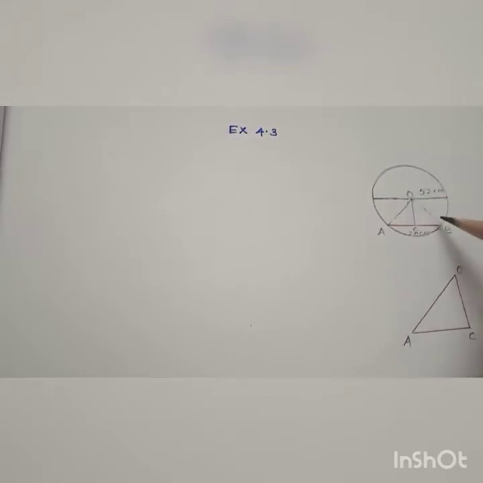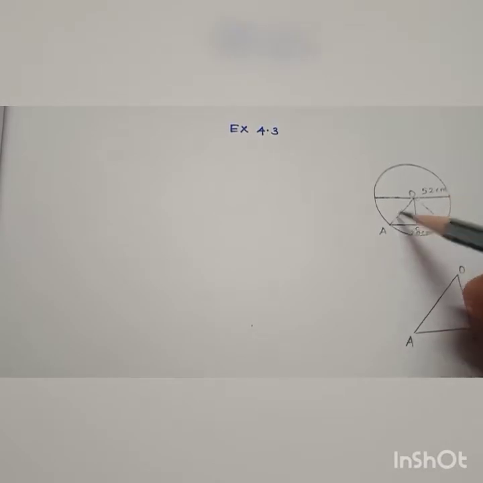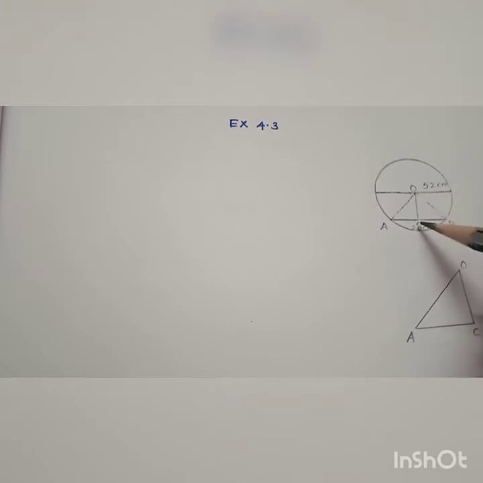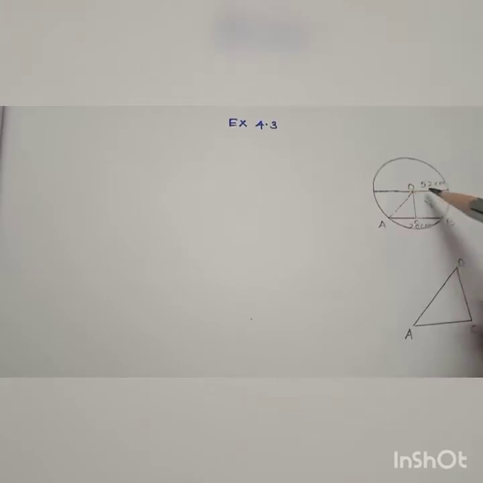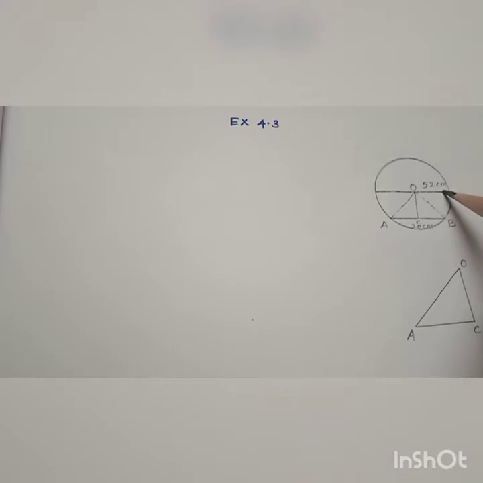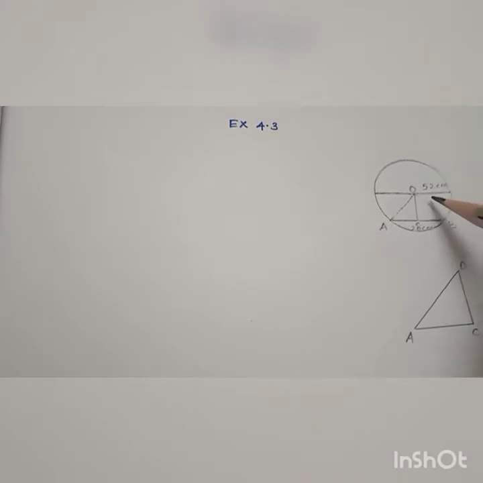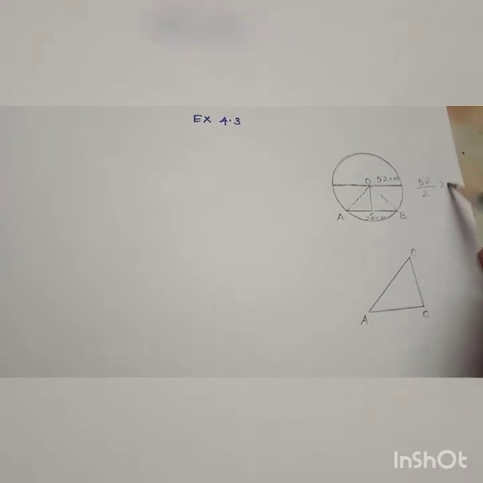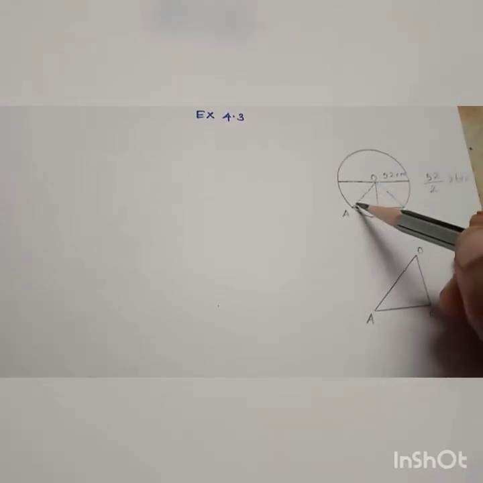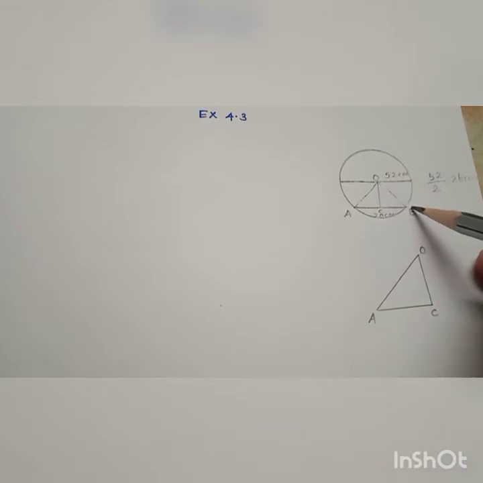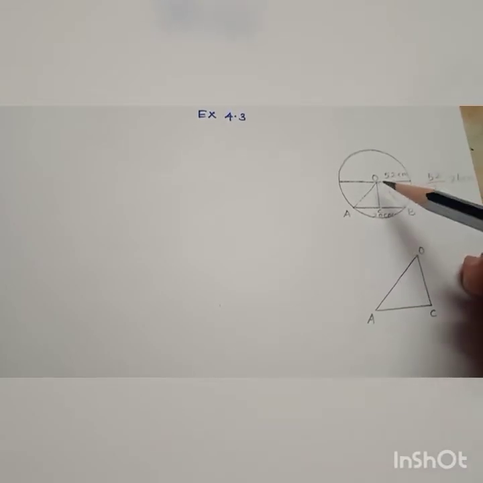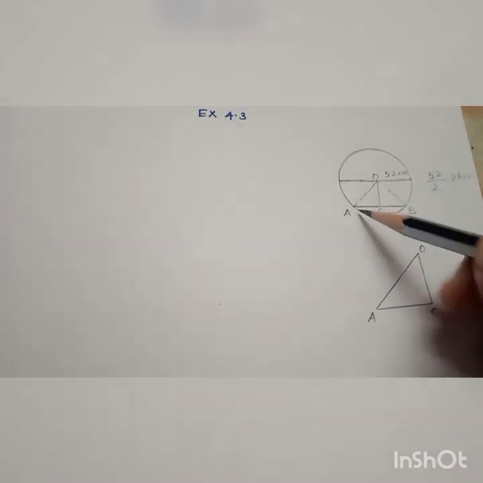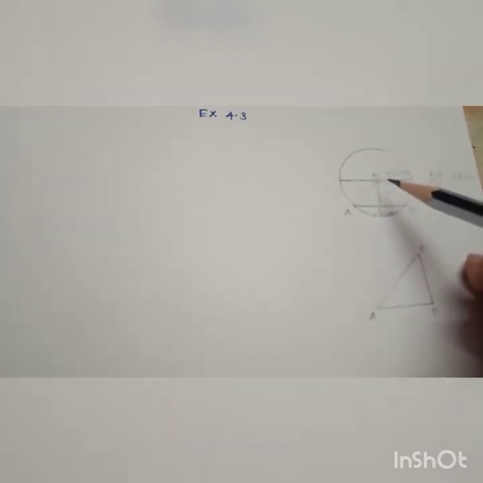I am extending this. I will join AO and BO so that we will get two right angle triangles. The diameter is 52 centimeter. What about the radius? Radius is half of the diameter, so 52 by 2 is 26 centimeter. This is also a radius, because a radius is a line from the center to a point on the circle.